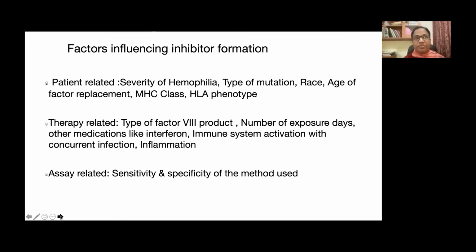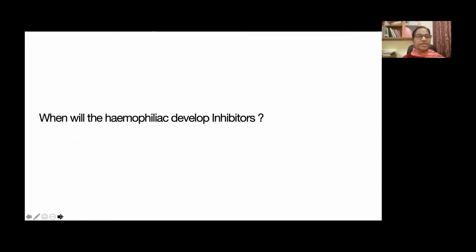Prolonged aggressive management, like for IC bleed or a major bleed, can be followed by inhibitor formation, and other medications like interferon, and of course immune system activation with concurrent infection, make the chance of inhibitor formation more. And it is assay related. Sometimes the values can be different with different labs because of the sensitivity and specificity of the method used, and of course the expertise is very important in case of inhibitor assay.